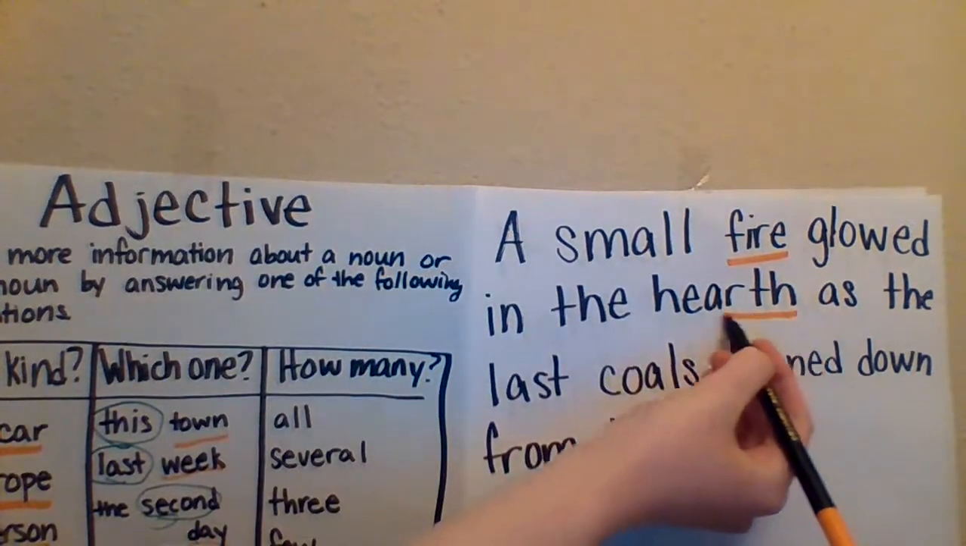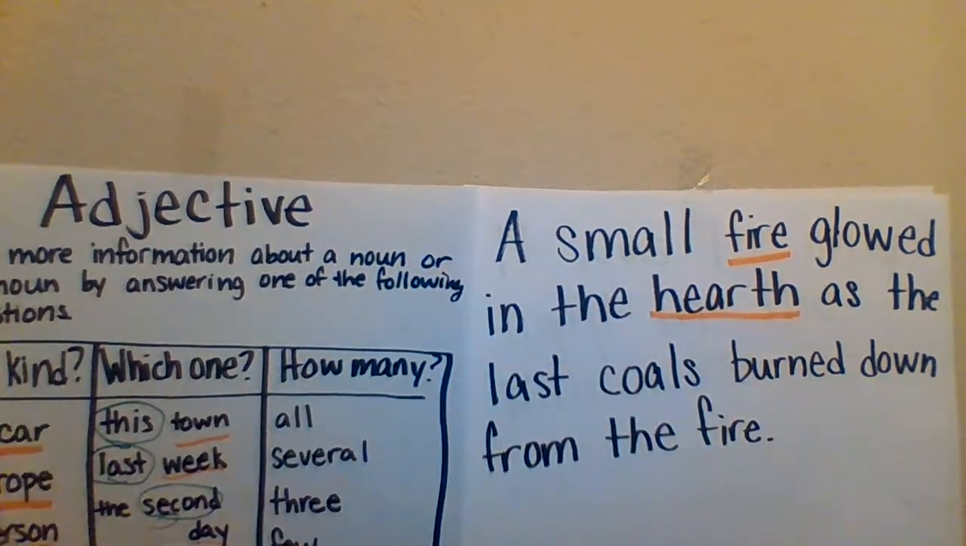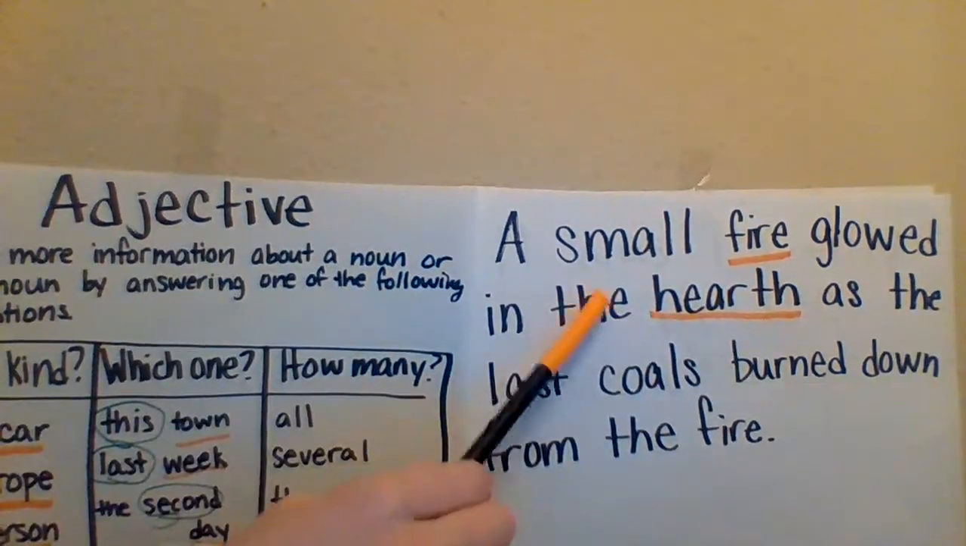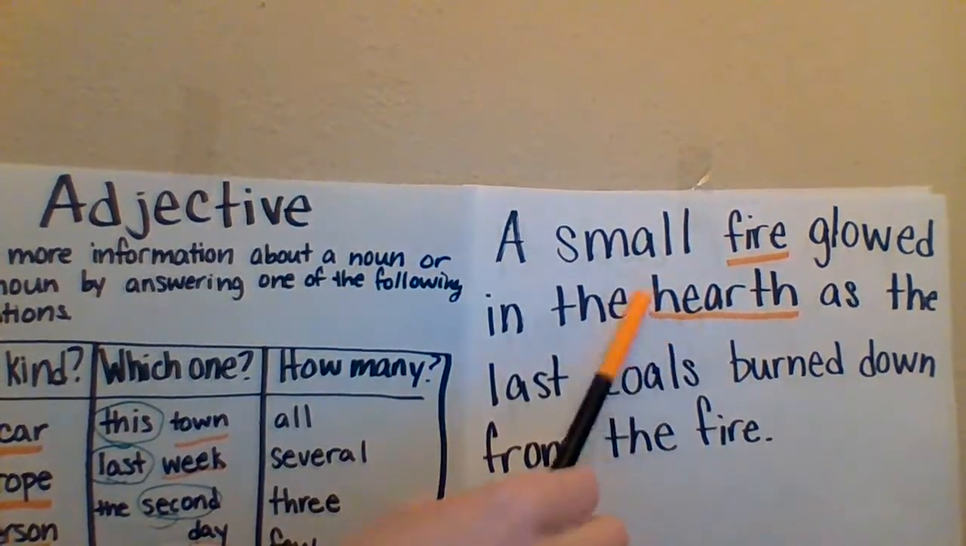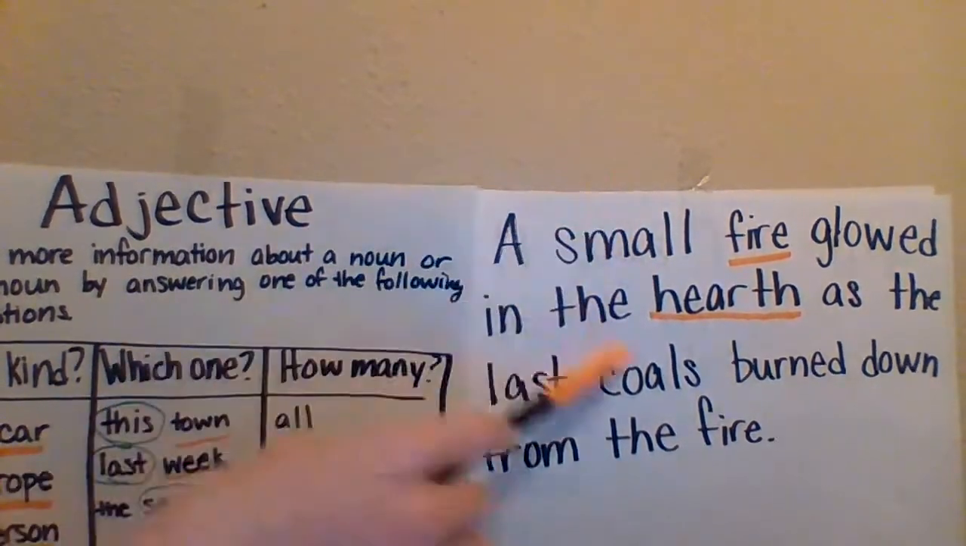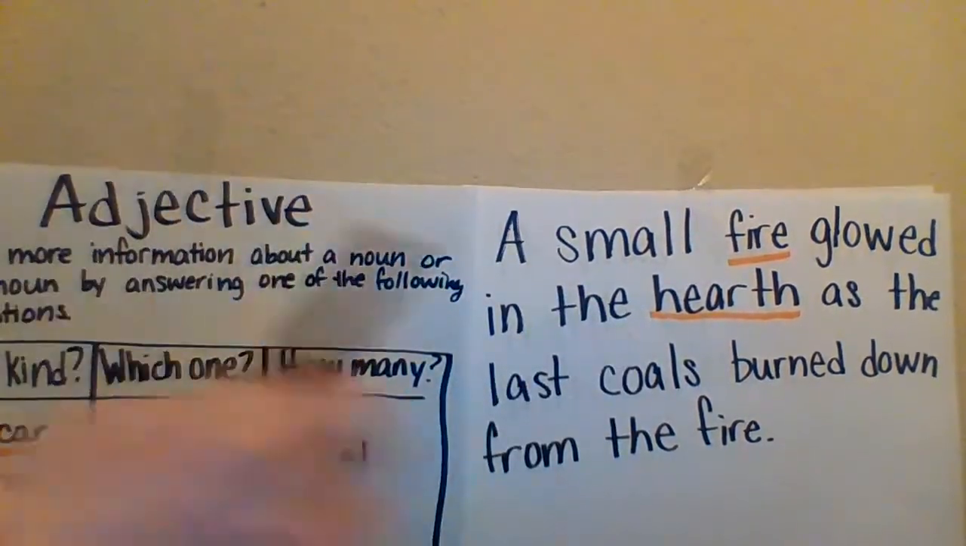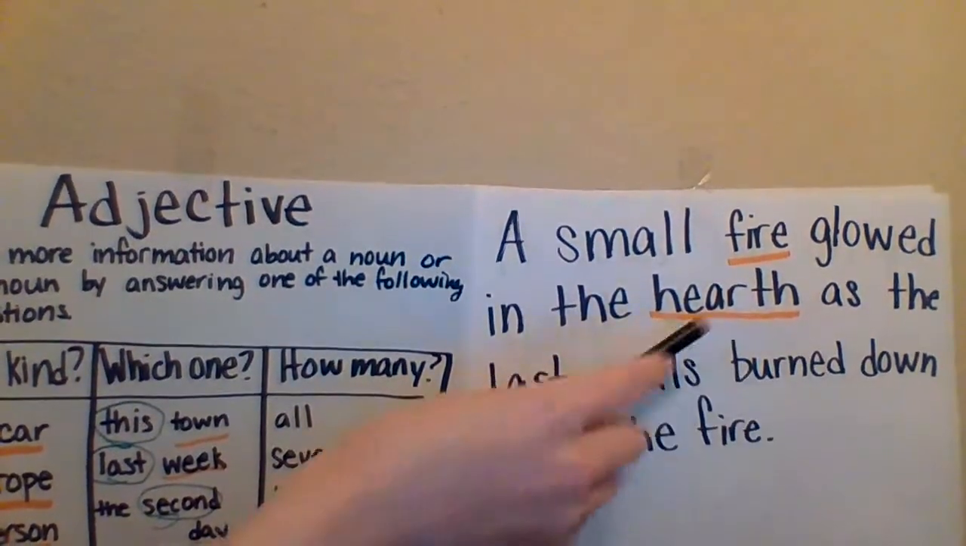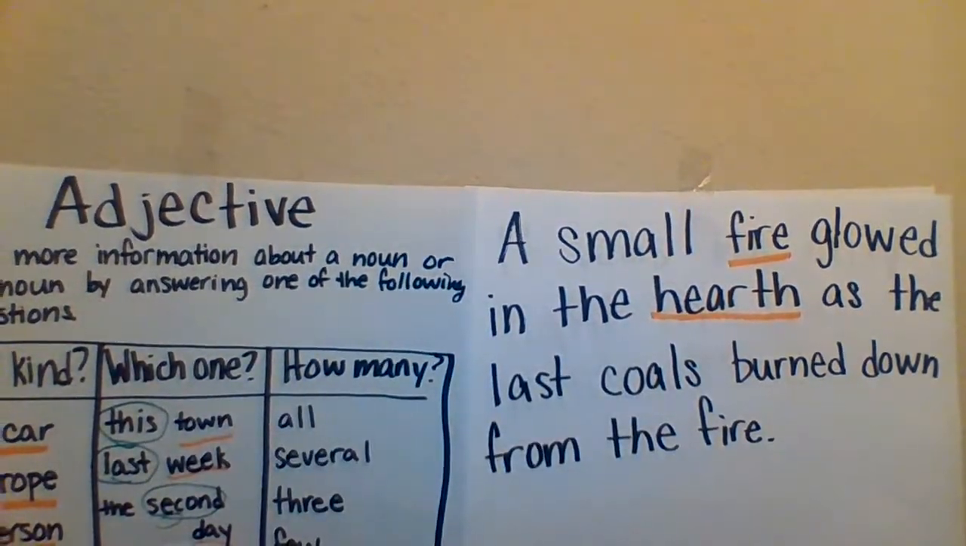Hearth. Now you may not know what a hearth is, but a good indication, not always, that it's a noun is it has "the" right before it. And it doesn't have an adjective right here. It's just saying "the hearth." Ooh, I lost the lid. And it goes on. Okay, so this is another noun, even if you don't know what that is.